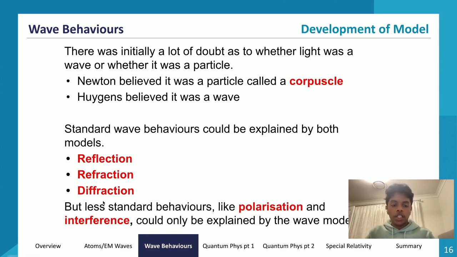Reflection, refraction, diffraction, these are wave properties that were done in module 2 of physics. So you guys should be able to define these as well. The thing is, standard wave behaviors like these could be explained by both models, but less standard or more complicated behaviors like polarization and interference, which we will go through, could only be explained by the wave model. You might not have gone through polarization yet, same with interference. We'll go through that in a bit.